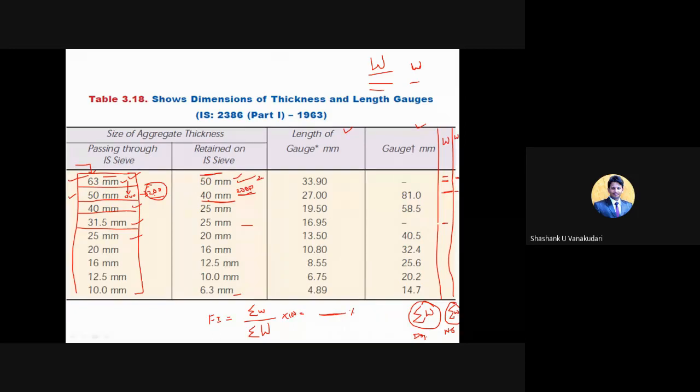Is there any doubt in this test? If somebody has doubts, you can raise your hand, or else you can ask by unmuting.